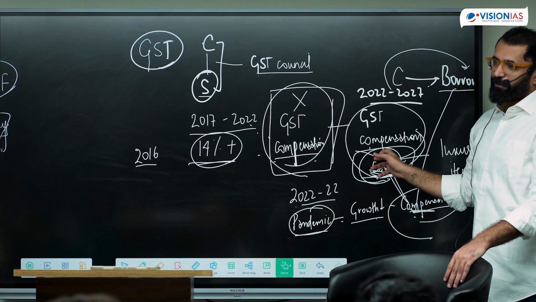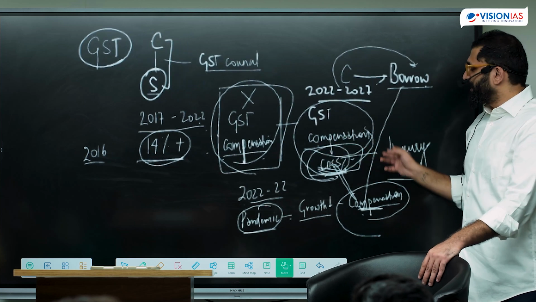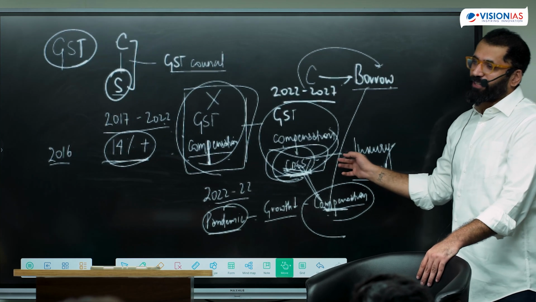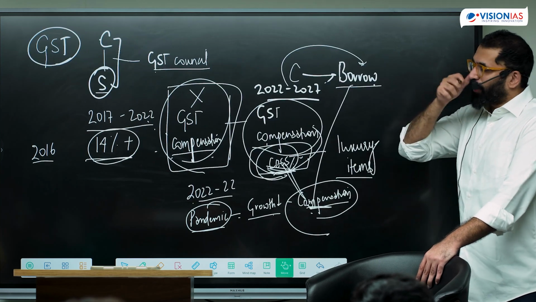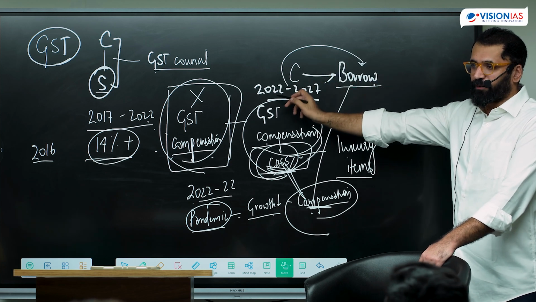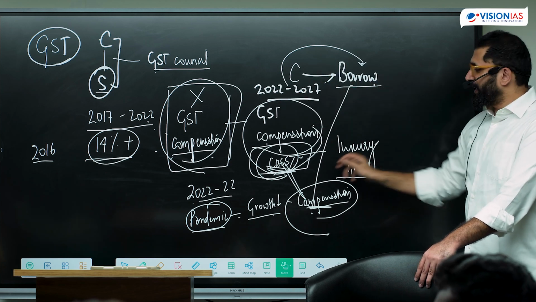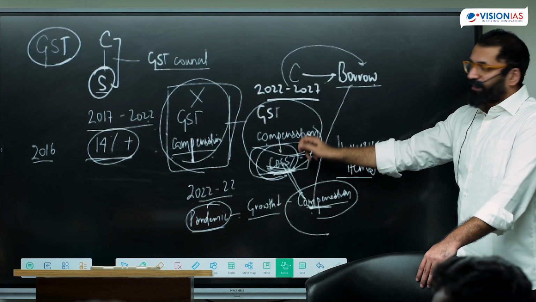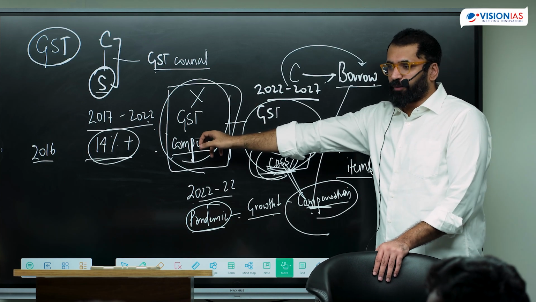This cess will be paid by whom? By the people who are buying these luxury goods. What is indirect tax? Indirect tax, for example, now manufacturing and supply, both manufacturing and sale, is being levied as part of GST. So the consumer at the end of the day will pay this cess. But we are saying this cess will be used for compensation only.